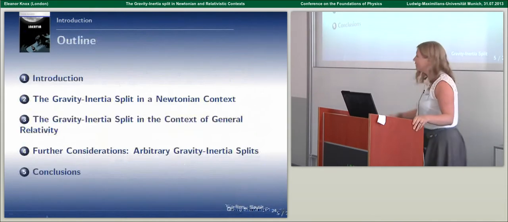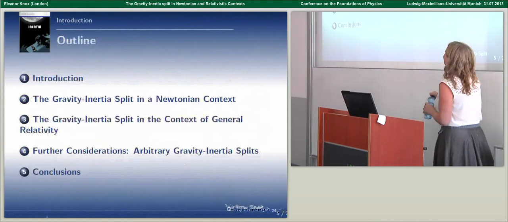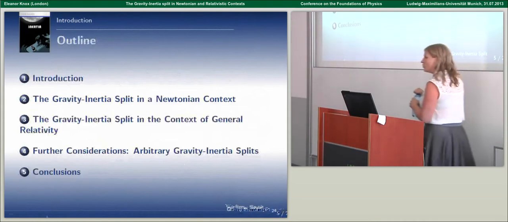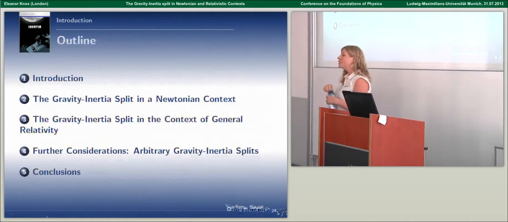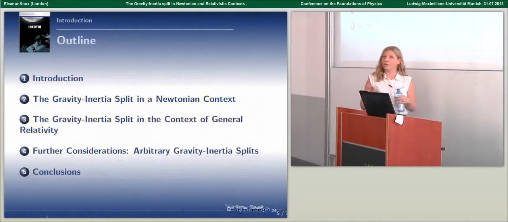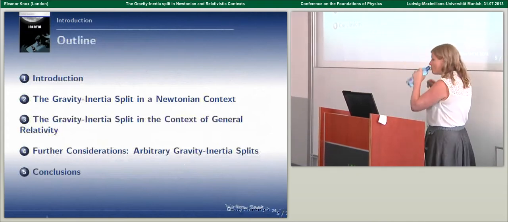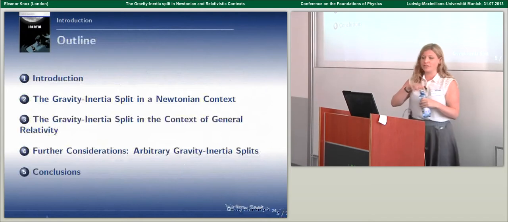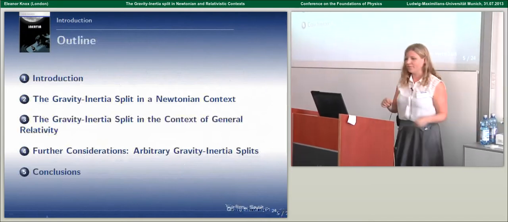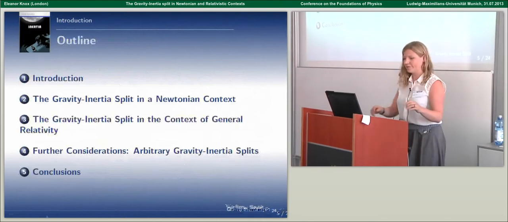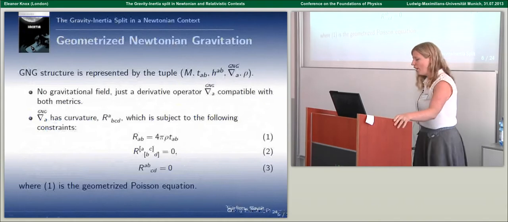All right, so that's the preamble. I have a fairly straightforward structure. I'm just going to talk very briefly about the gravity-inertia split in the Newtonian context, just to set it up as a foil for when we're thinking about the GR context. Then I'll talk about the gravity-inertia split in the context of general relativity, namely teleparallel gravity, and then briefly talk about the possibility of arbitrary gravitational splits.